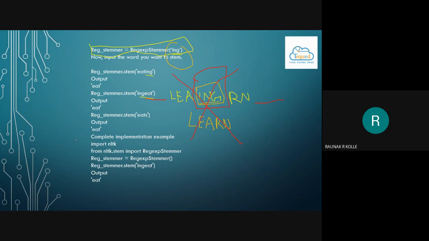The complete implementation of this example is as follows. Import the library, import the particular package from that library, instantiate the function, and give the output. There's a mistake in this. Before the closing bracket, there should be ing, and this would remove all the ings from the suffix and the prefix only, not when it occurs in the middle of the word.